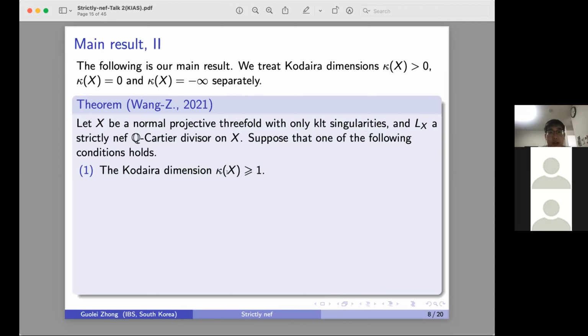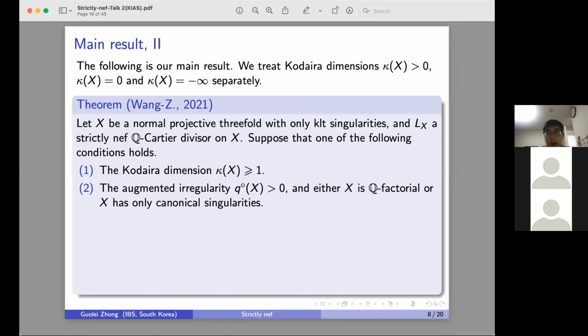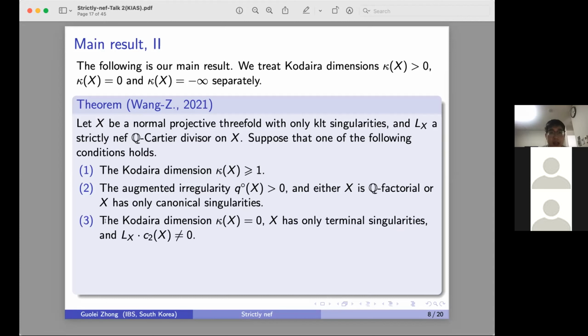So first, the Kodaira dimension is greater than or equal to 1. The second is that the augmented irregularity is positive, and either X is Q-factorial or X has only canonical singularities. In general, we only assume X has only KLT singularities, but in the second part, we need to further assume either X is Q-factorial KLT or has canonical singularities. And the third point is the Kodaira dimension is 0, X has only terminal singularities, and the second Chern class has non-zero intersection with this strictly nef divisor L_X.